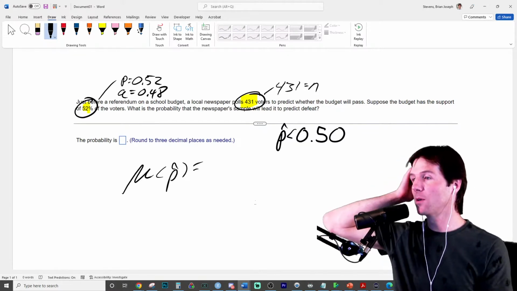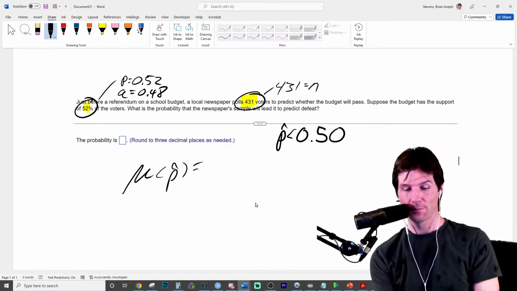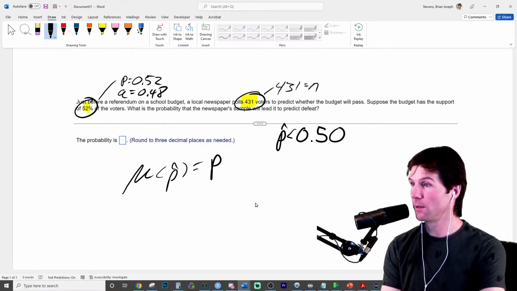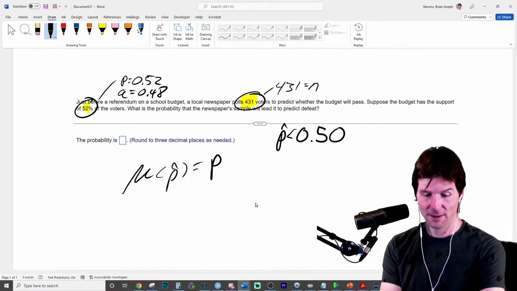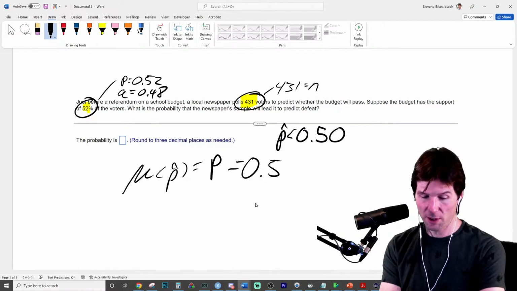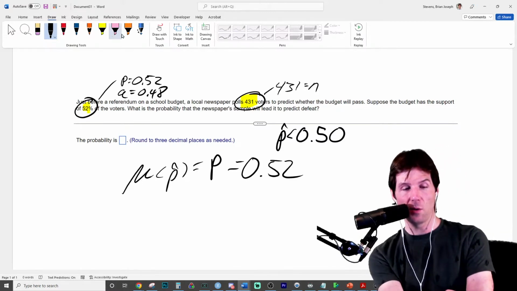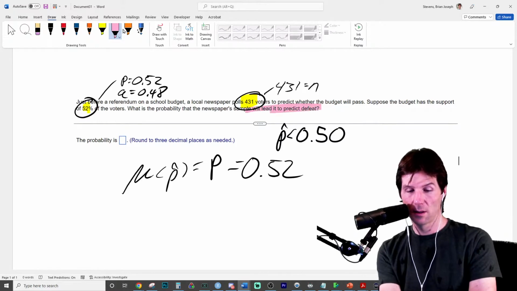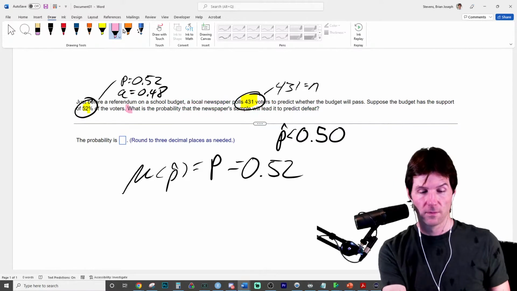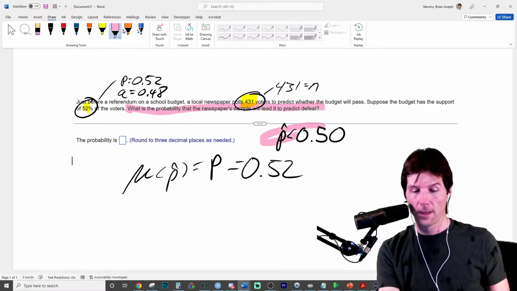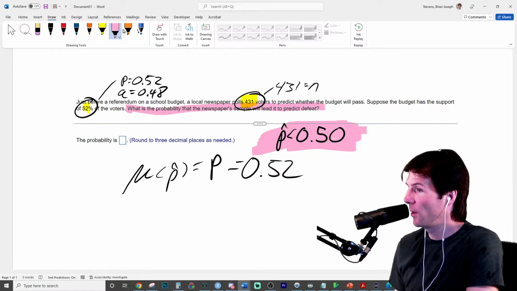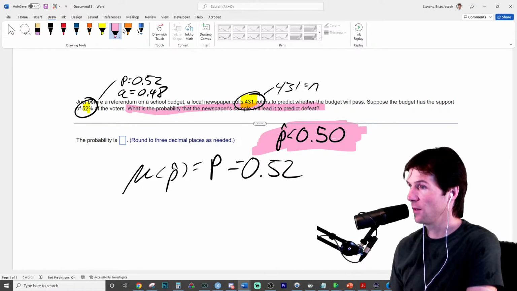If 52% of people are going to vote for this, then what would we expect to see? If 52% of people are going to vote for this, then I would expect to see... Oh, and I'll explain that one. Pretty good question. Because they're asking predict defeat, what is the probability? They would have to see a sample proportion. So if they went out and spoke to people, they would have to see a sample proportion less than 50%.